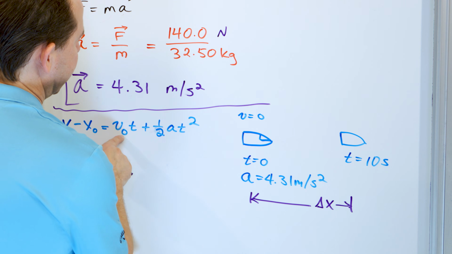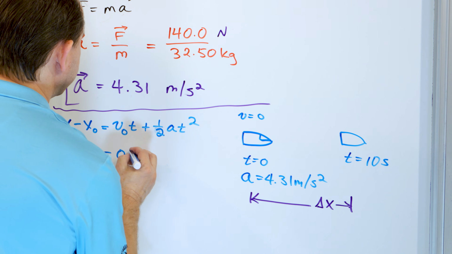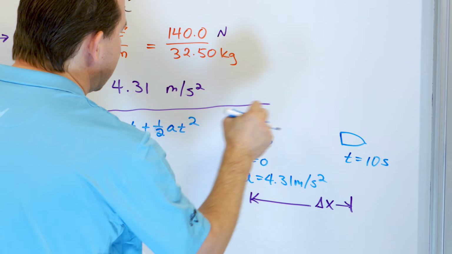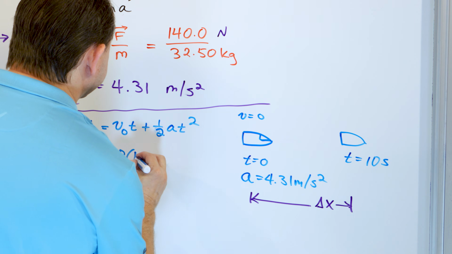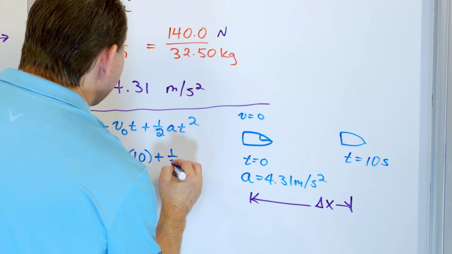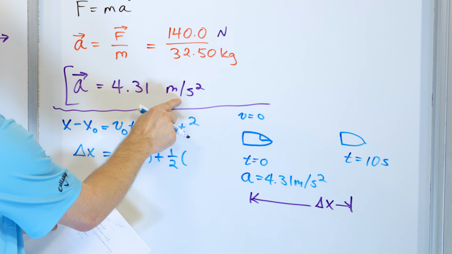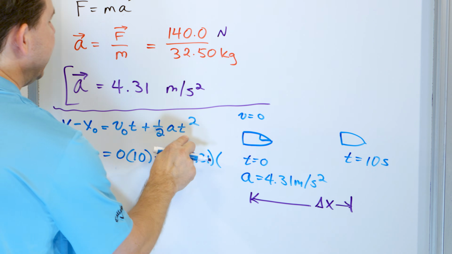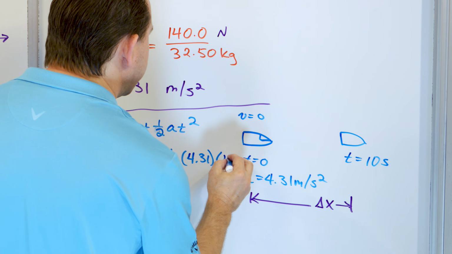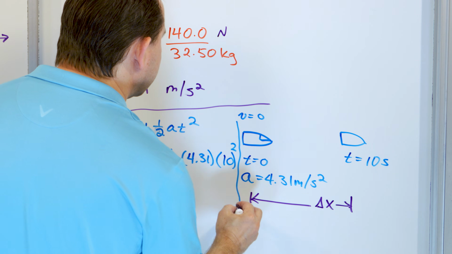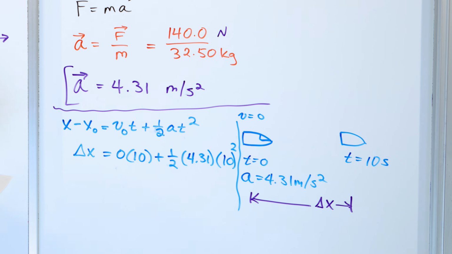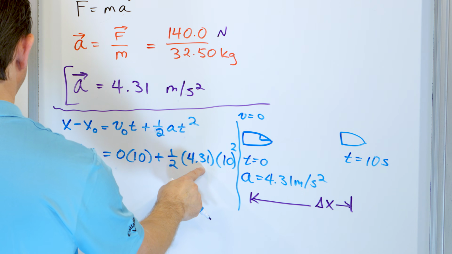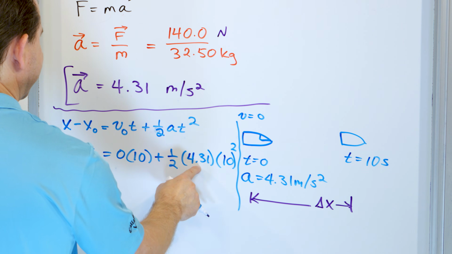What is the initial velocity? Well, it's starting off at 0. So 0 times the total time, this is really a delta t, the total time of the movement of 10 seconds, plus 1/2, what is the acceleration? 4.31, the units are correct, it's in meters per second squared. And the time is 10 squared. Sorry about the collision here on the right-hand side. So this is going to become 0, and then you have 1/2 times 4.31 times 10 squared. That's going to be 100 times this times this.